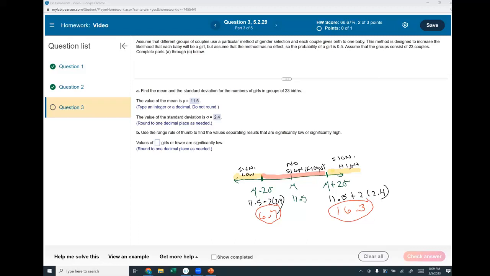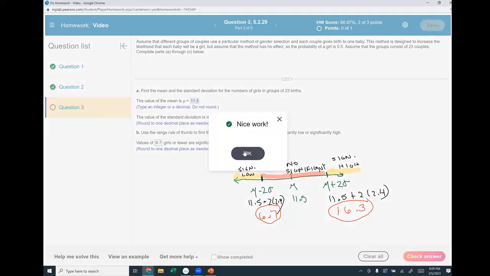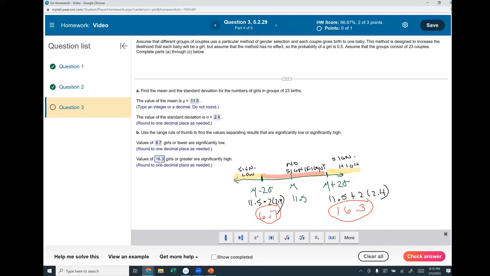So now that we know all our numbers, let's see what the question says. Use the range rule of thumb to find the values separating results that are significantly low or significantly high. Values of blank girls or fewer are significantly low. So we said 6.7, that's on the low end. Perfect. Values of 16.3 or greater are significantly high. Perfect.